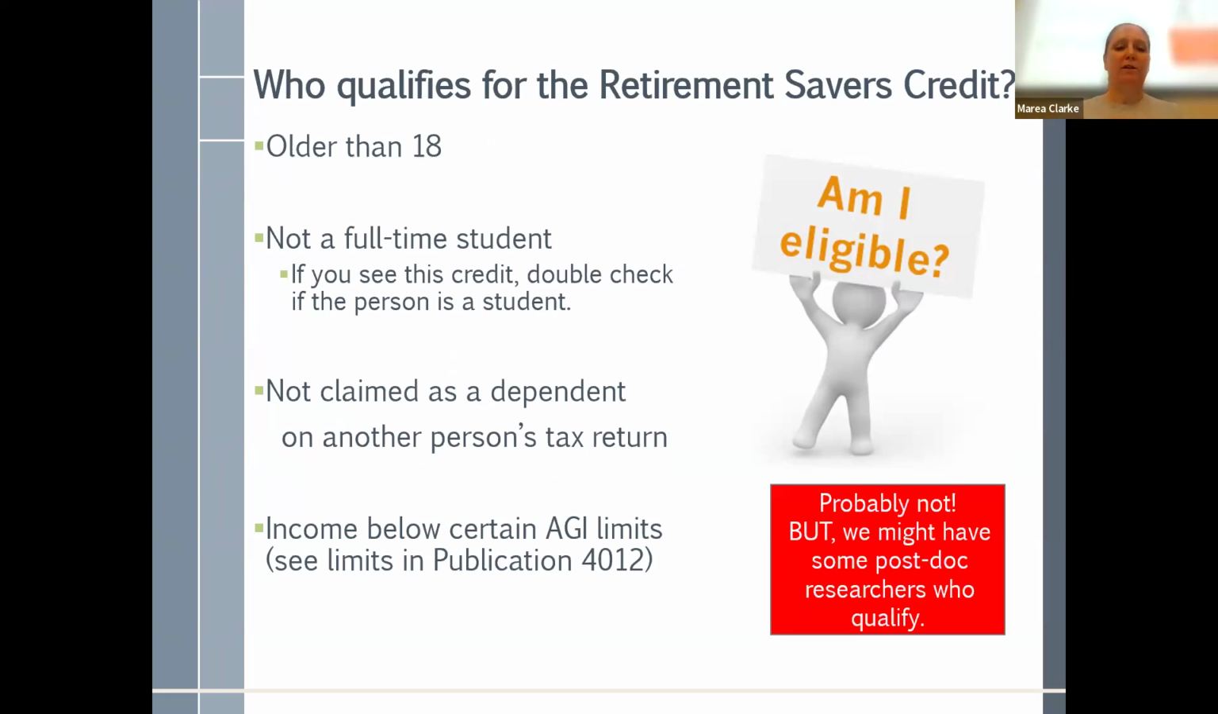To qualify for this, you have to be older than 18, which is not going to be a problem for most of our clients, but you also cannot be a full-time student. So that probably is going to cut out a lot of our clients. We probably could see some that would qualify. That'll generally be people that are here as a postdoc researcher or a teacher rather than a student. This person that claims it also can't be claimed as a dependent on another person's tax return. And there are some income limits as well. Probably won't be an issue for our people.